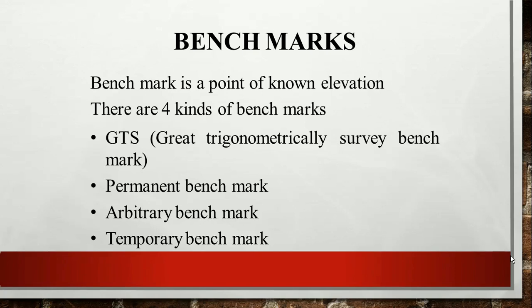So according to your syllabus, there are four kinds of benchmark, right? Number one is GTS, called the Great Trigonometrical Survey Benchmark. Number two is called the Permanent Benchmark. Number three is Arbitrary Benchmark, and at last the Temporary Benchmark, right? So one by one I will discuss, in brief.